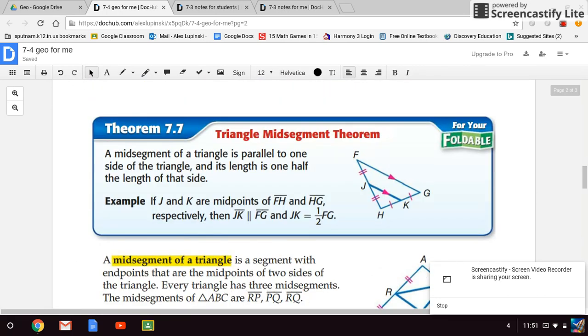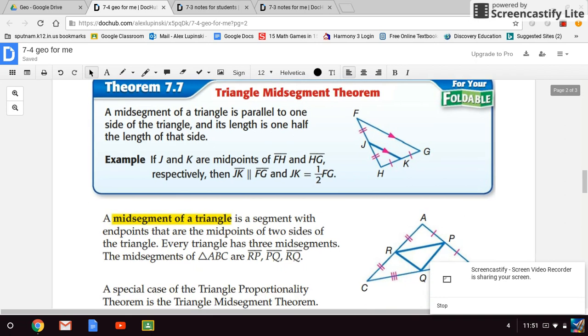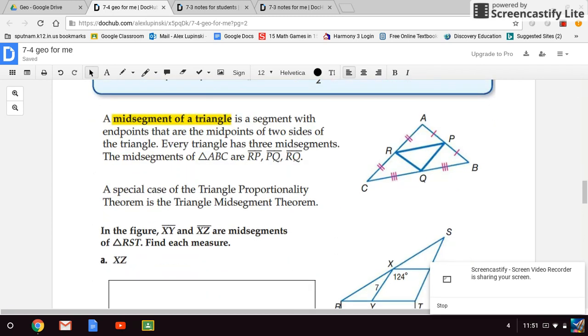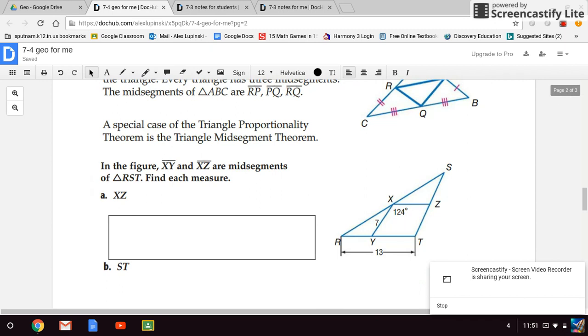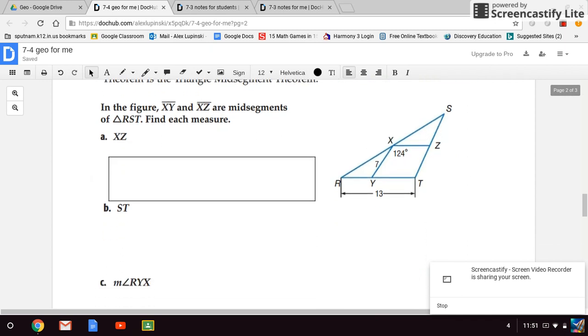We have the triangle mid-segment theorem, and all this says is if there's a mid-segment and it's parallel, and J and K are the midpoints, then JK, the middle part, is equal to half of the bigger part. Or the flip side, FG is double JK. And there's some words here. A mid-segment of a triangle is a segment with endpoints that are midpoints. You can put 3 inside a triangle. That does fun stuff. There's a theorem about it. We'll do that stuff later, but not right now.